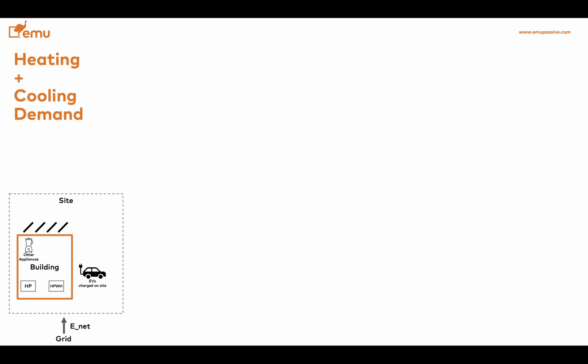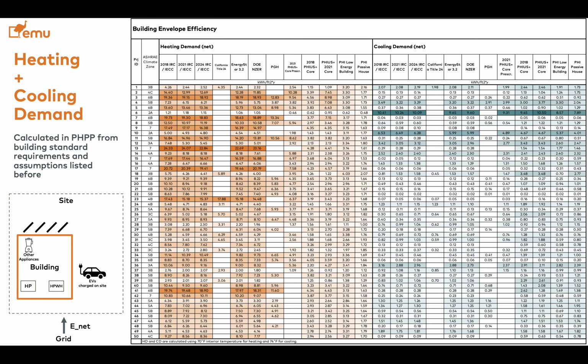So in the diagram of these energy boundaries on the left side, you see we highlighted in orange what is the fabric or the building envelope, the building thermal envelope. Now, looking at the different standards, we calculated each project, 50 of them, for each variation of the different building standards. It's about a dozen. And we looked at the heating and cooling demand calculated in PHPP.